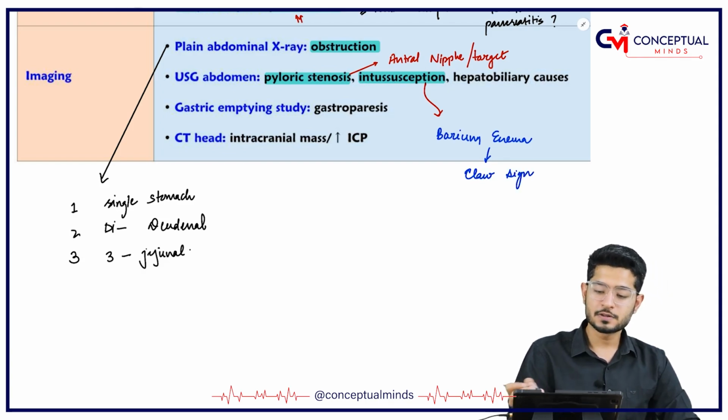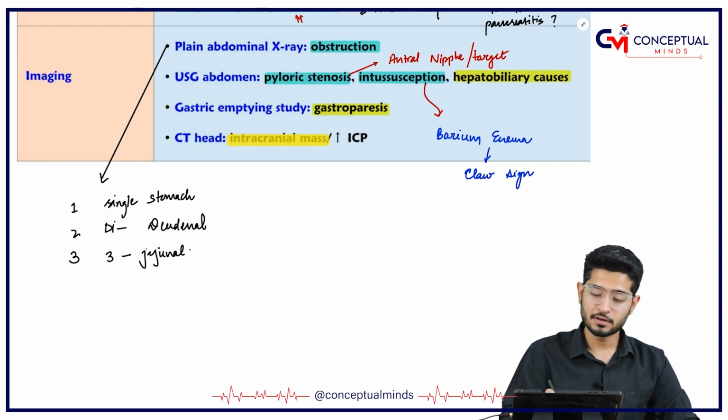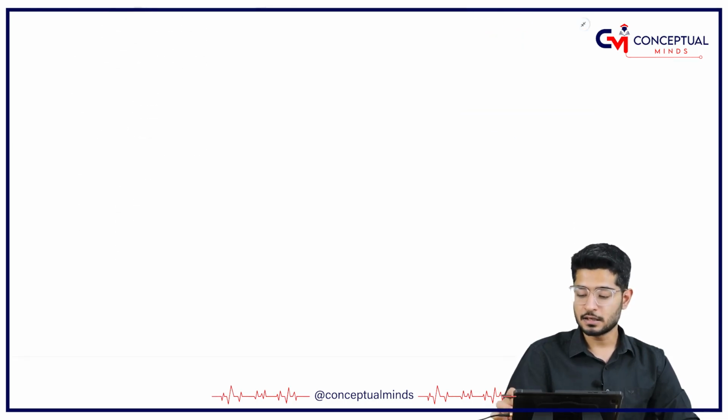And some hepatobiliary causes will also be seen when you perform a USG abdomen. Then gastric emptying studies, in order to see how much time the stomach is taking for gastric emptying. We do the gastric emptying studies in order to see gastroparesis, that means whether the stomach muscles are paralyzed or not. And of course, the CT scan of head is also important in order to see the intracranial mass, of course, the increase in intracranial pressure. So these are the different causes of vomiting, and how you will evaluate a child with vomiting. Thank you so much for watching. God bless you.